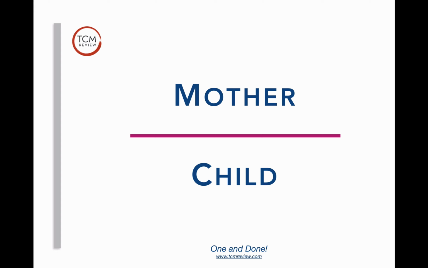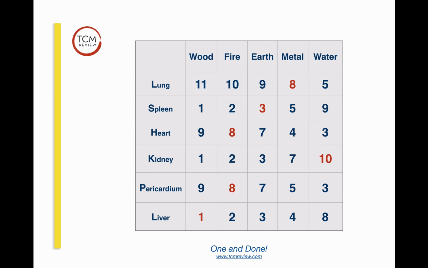Okay, so mother-child theory. We are using the 5 shu points, the 5 transporting points, or 5 elemental points. I'm not sure which term you're used to using, but they go by any of these 3. So you should be familiar with this table. It's from the big picture. What's important here will be knowing where the horary points are and also knowing how to find the son and the mother points. So let's start with the horary points.